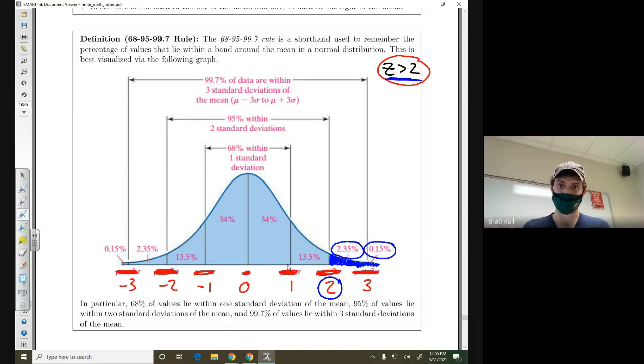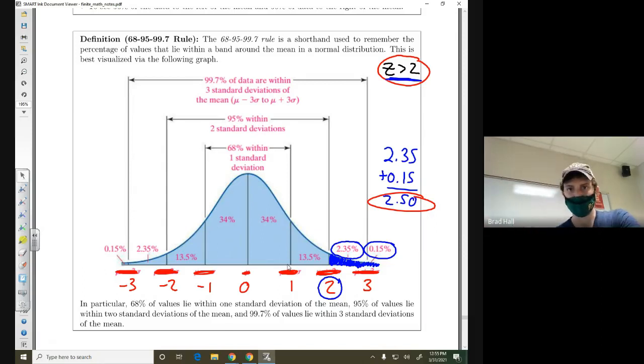We need a percentage of that region that corresponds to that region. So the 2.35 plus the 0.15: 0, carry the 1, 5, 2. So it's 2.5. That's it. That's the answer for the first one.